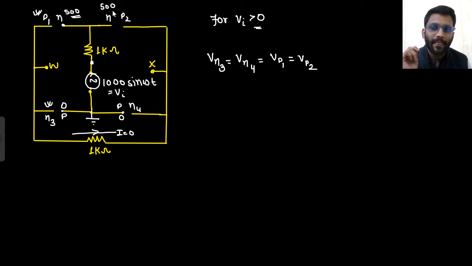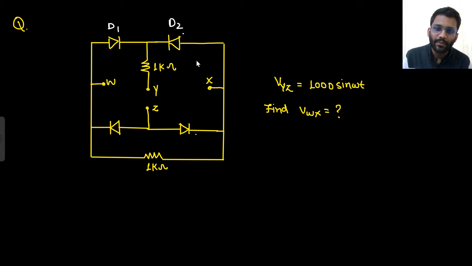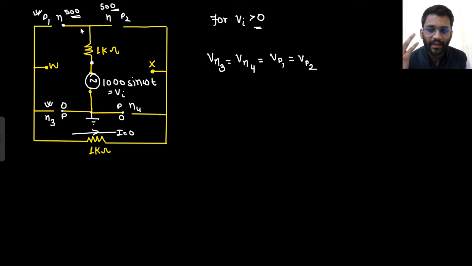Now the most important part of the question will come, so think very deeply now. This is what we have seen. Now tell me one thing. This I am calling D1, this D2, this D3, and this D4. Can I say that D1, D2, D3, D4 will be off? What I am thinking is that N is having 500, so this is a very high potential at N, so the diodes will be off. Can I say that with surety? No, I can't say, because I don't even know the potential of P1, P2, N3 and N4.